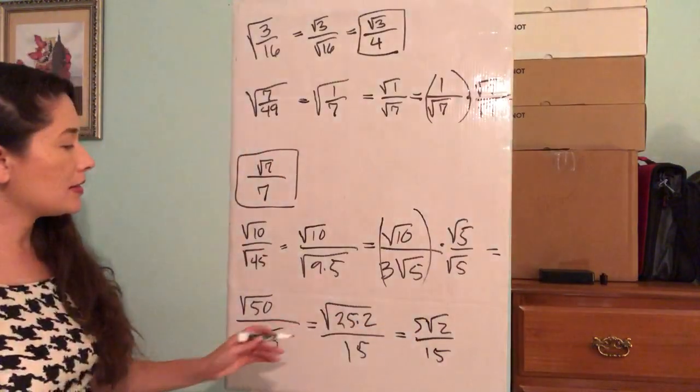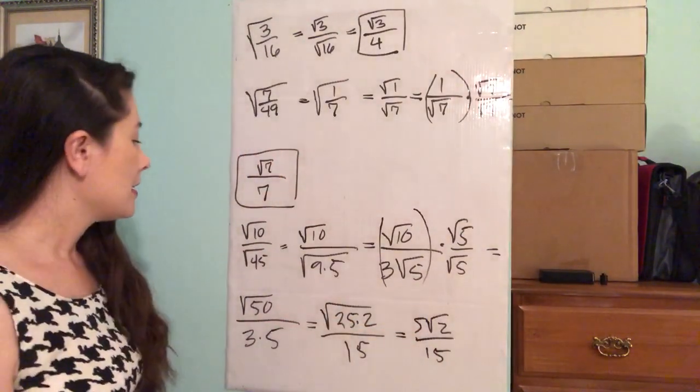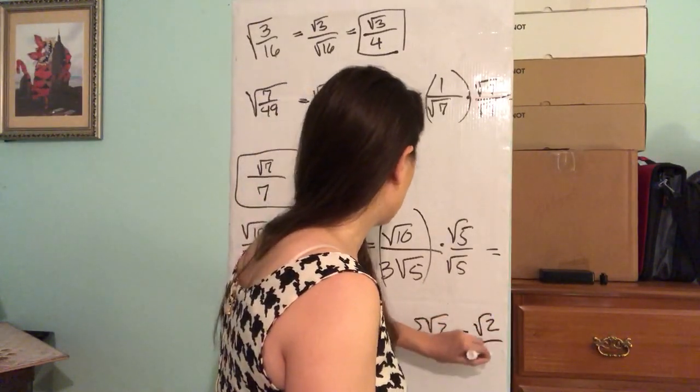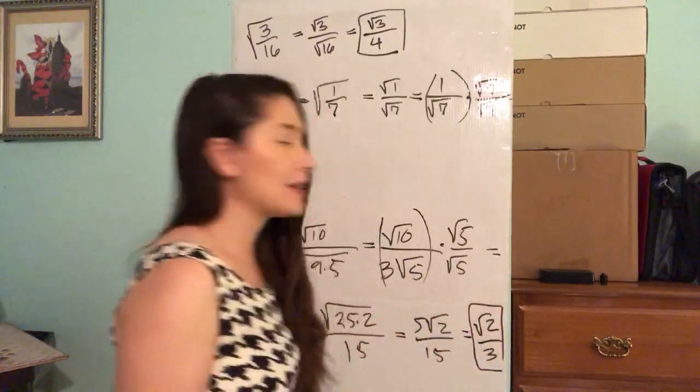Can 15 be divided by 5? Yeah, 3, right? So on the top we got the square root of 2 over 3. And that's our final answer.